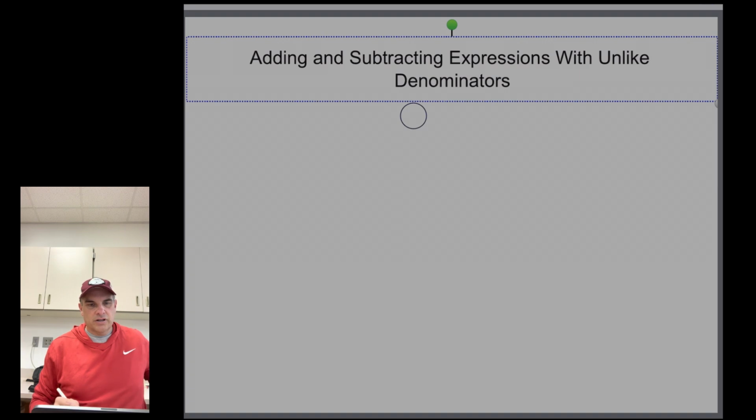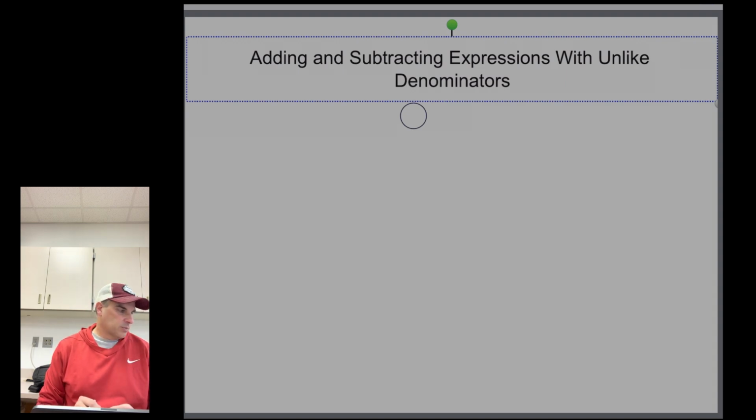So the next section we're going to cover is the second part of 4.4. The other day we talked about adding and subtracting expressions. It did have some unlike denominators in there, but we just worked with monomials. Today we're going to work with polynomials as well for adding and subtracting various expressions.